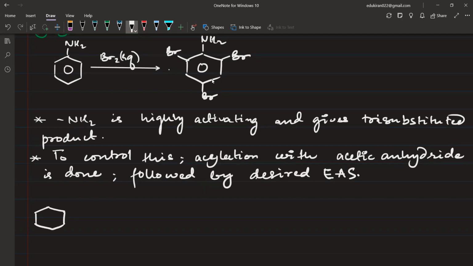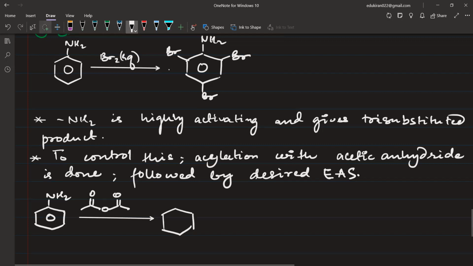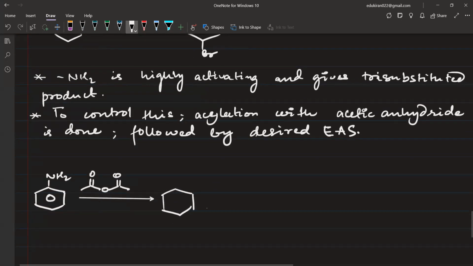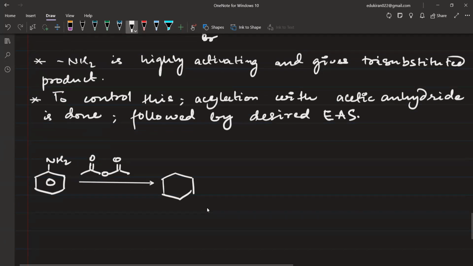You have here NH2 and you react this with acetic anhydride. Acetic anhydride is CH3, C double bond O, oxygen, C double bond O, CH3. So what are we going to get? We get the benzene ring as it is, nitrogen with one hydrogen attached to the carbonyl carbon, double bond O, and CH3.